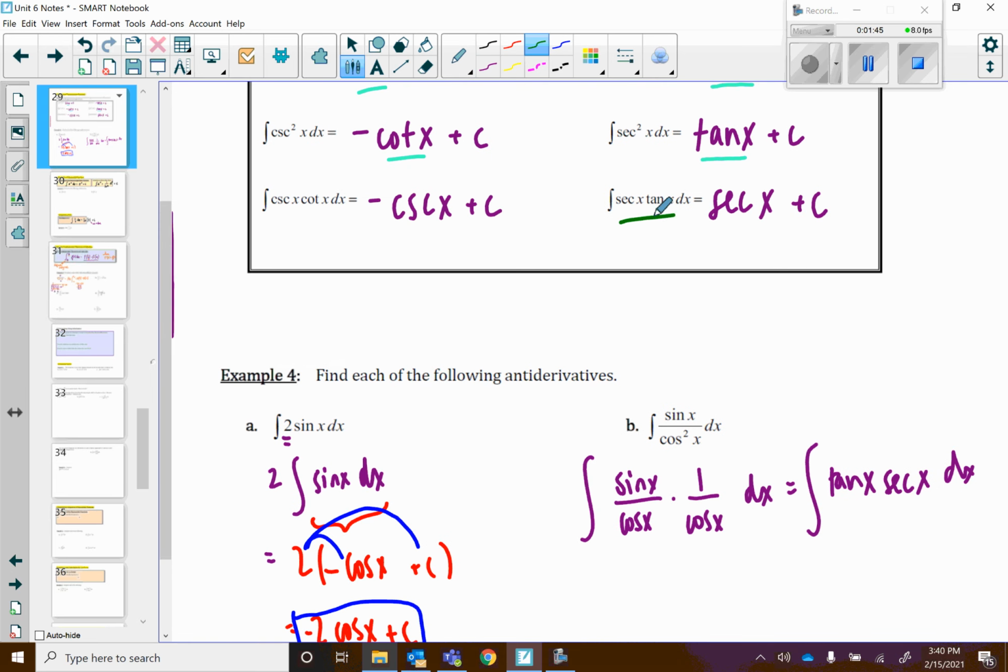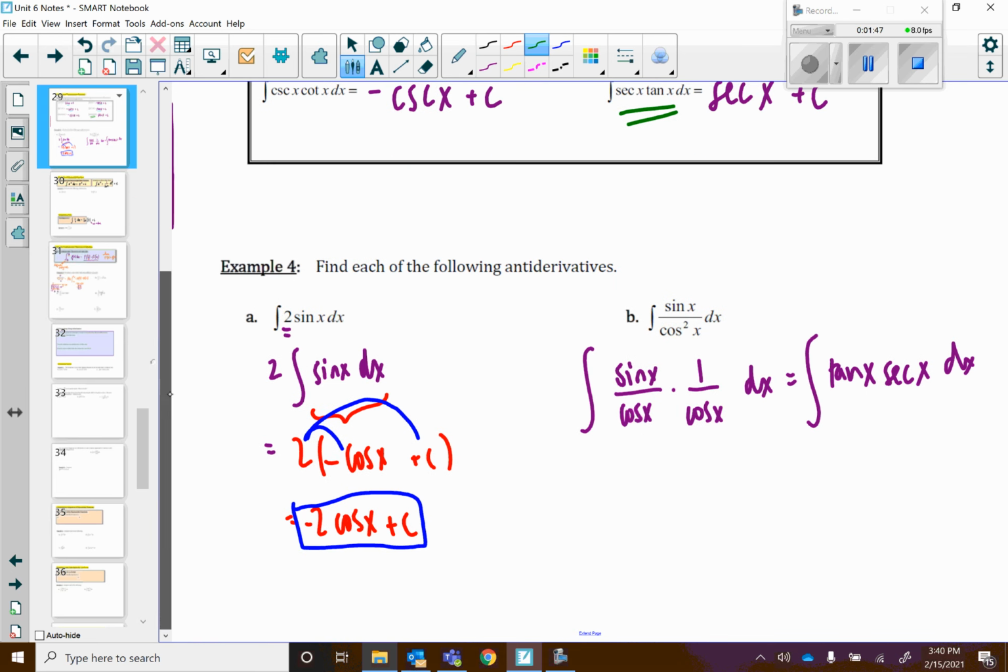We've got secant times tangent, or tangent times secant, right? It's the same thing. So the integral of tangent secant, or the antiderivative of tangent secant, is secant of x. Oops, I'm sorry, secant of x plus c.